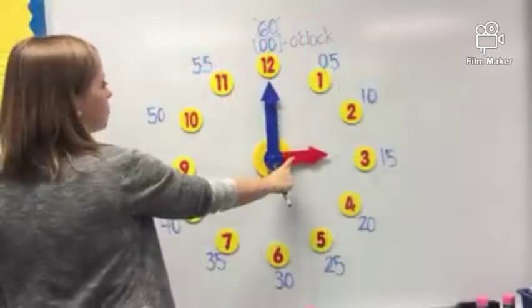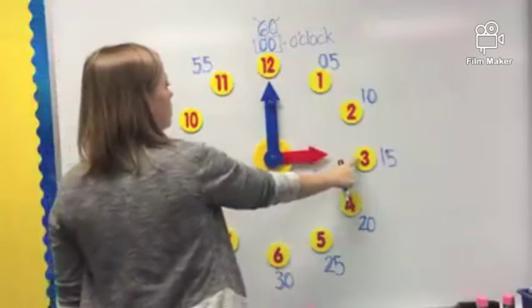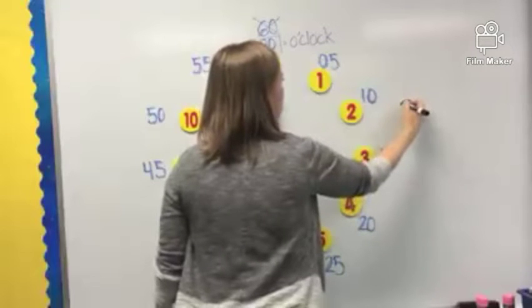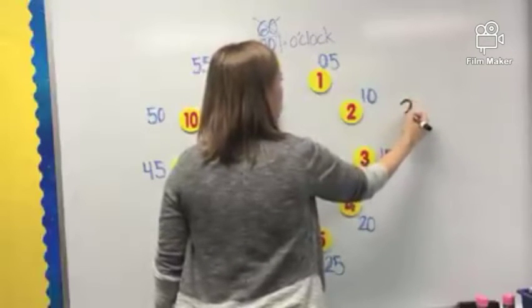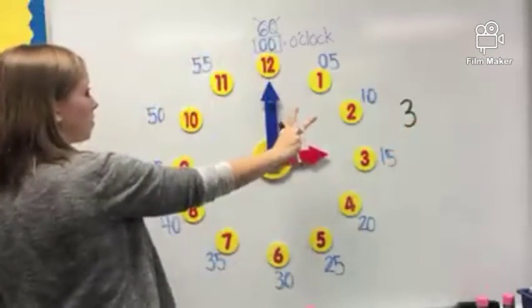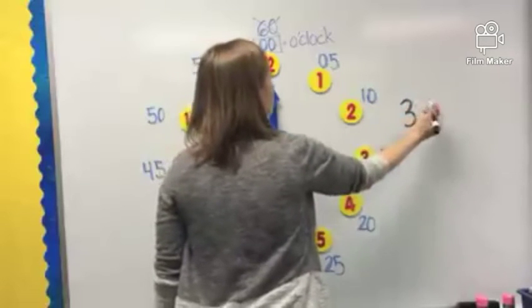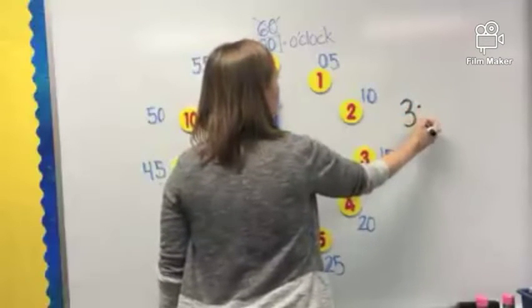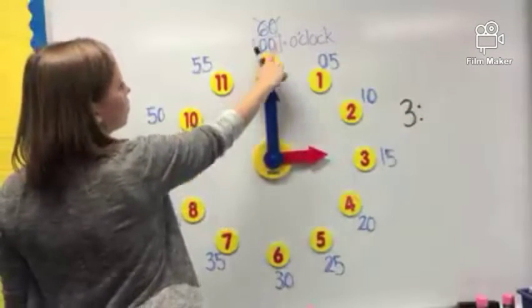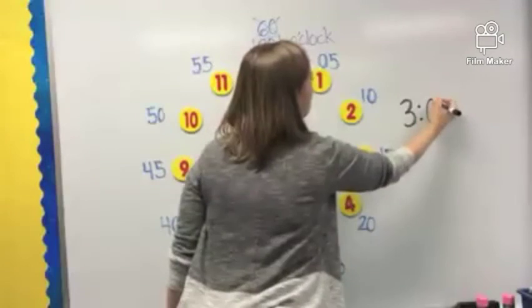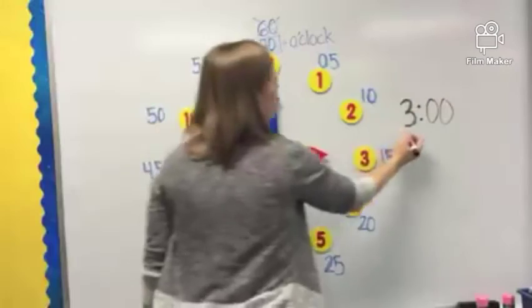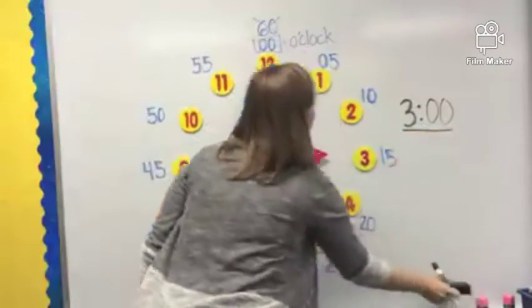Again, the first step is to look at the short hand. The short hand points to 3, so we're going to write the 3 down. The second step is to draw the 2 dots after the 3, just like this. And finally, the third step is to look at the long hand, go all the way up above the numbers where we wrote by 5s, and write 0, 0 in this case. The time for this clock shows 3 o'clock.